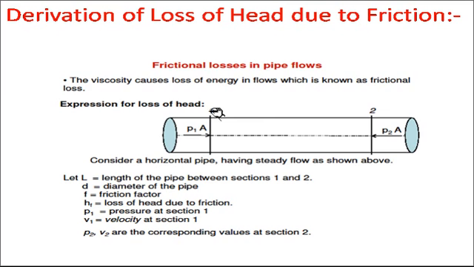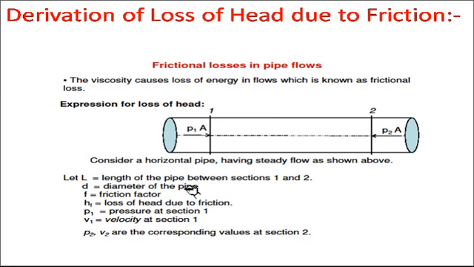Now on the pipe you have to concentrate on section 1 and section 2, and the length between section 1 and section 2 is equal to L. Remember that this is a horizontal circular pipe which has a constant cross-sectional area and a constant velocity. As there is no change in the area, the velocity will remain as it is. From the figure, let L be the length of the pipe between section 1 and section 2.